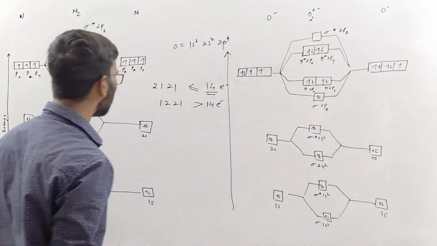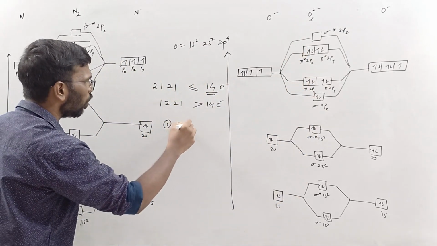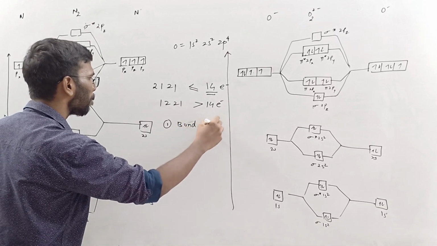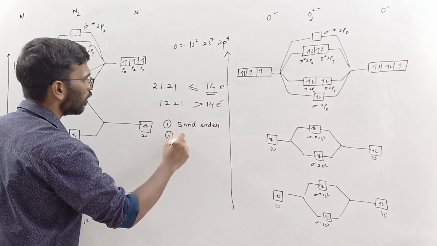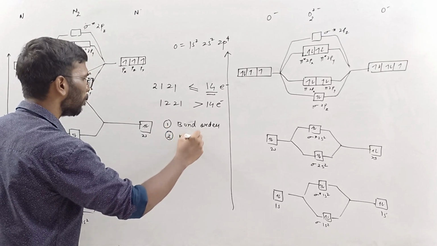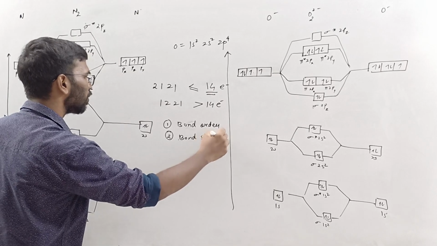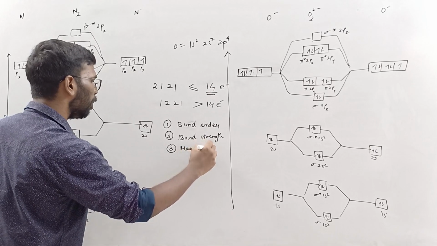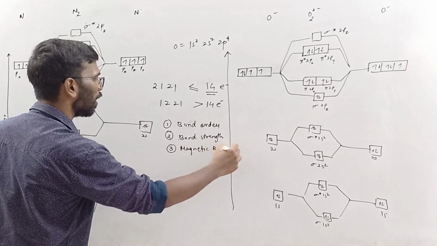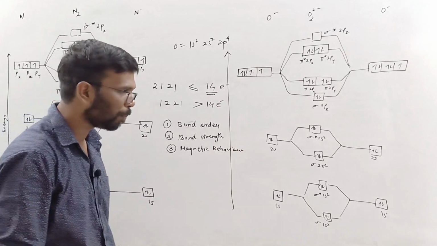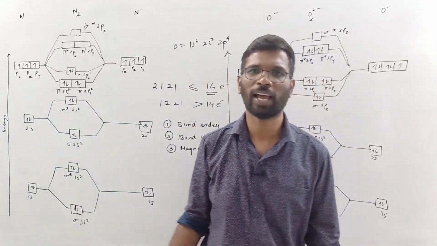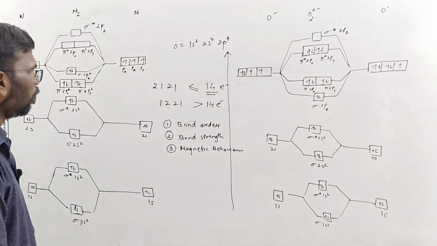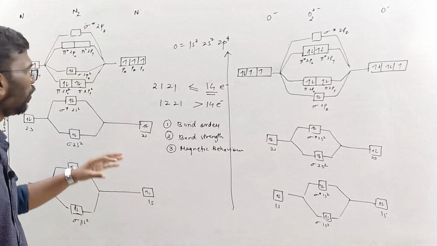I'll tell you, based on this diagram, we can find the bond order, we can find bond strength. We can also find the magnetic behavior, whether it is paramagnetic or diamagnetic. Paramagnetic means there should be at least 1 unpaired electron. Diamagnetic means all the electrons should be paired. Okay, bond order, bond strength, and magnetic behavior could be found using this.